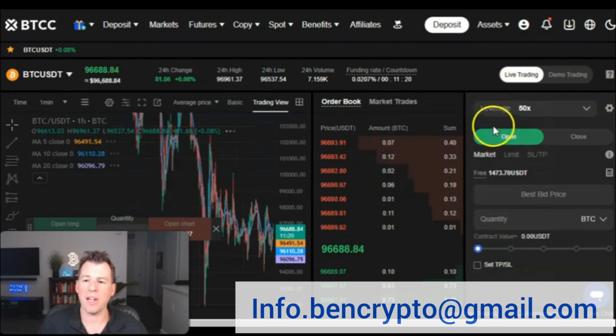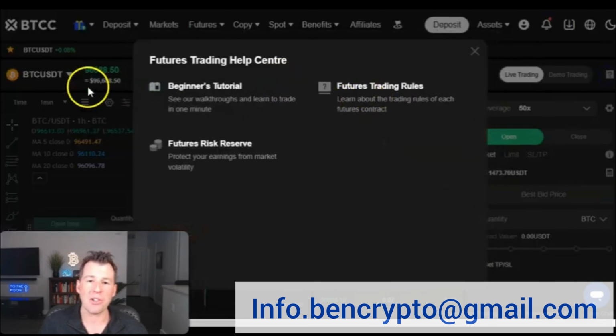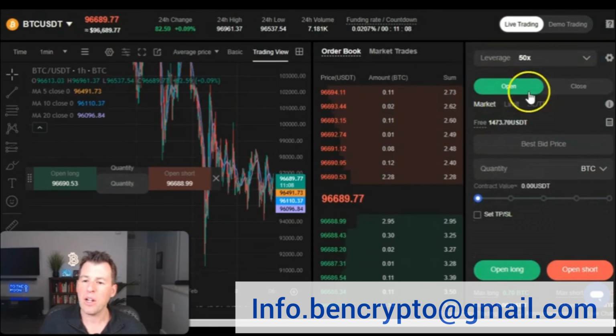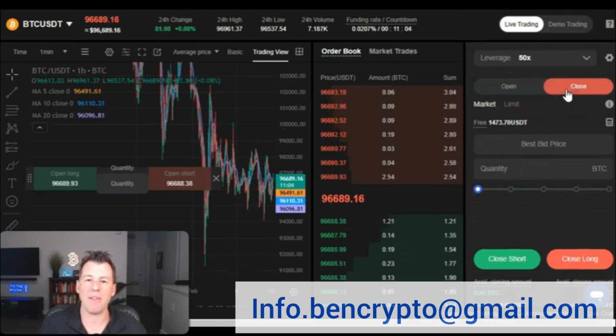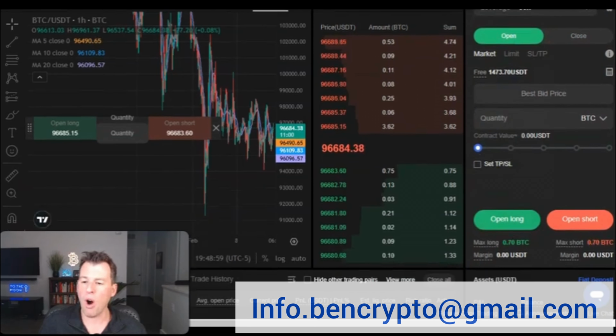Okay, go to the right here. If you want the demo trade initially, click on demo trading. Otherwise, live trading is where the action takes place. Click on the question mark, top right, beginner's tutorial, and then also futures trading rules. Check that out. Down here, opening is when you initiate a position. Close is when you have an outstanding position and you want to close it. And then open long versus open short.